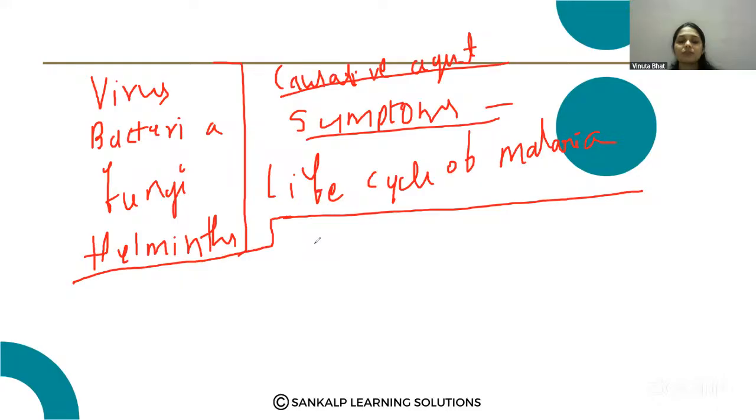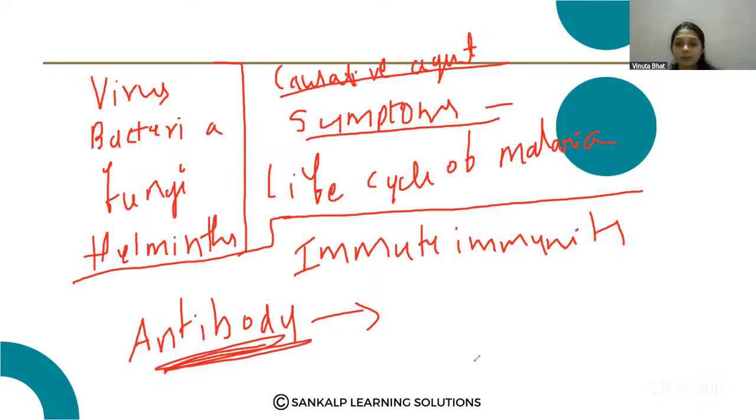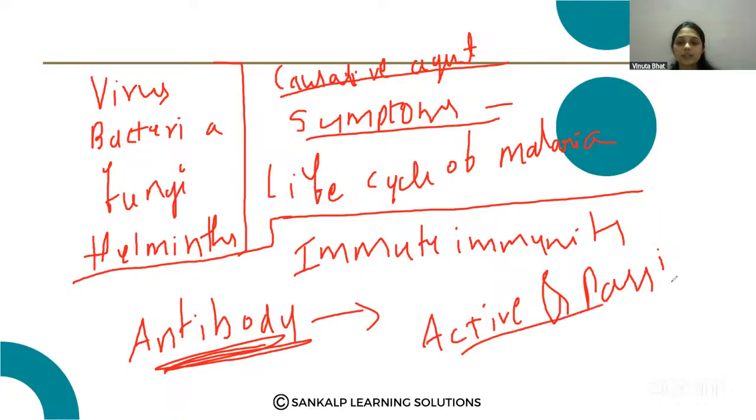After that, you studied immunity. Innate immunity and its types: physical and physiological barriers. All these things are important. And the antibody molecule diagram is very important. And the difference between active and passive immunity, they will ask. Active and passive immunity, vaccination, and immunization, all these things are very important.